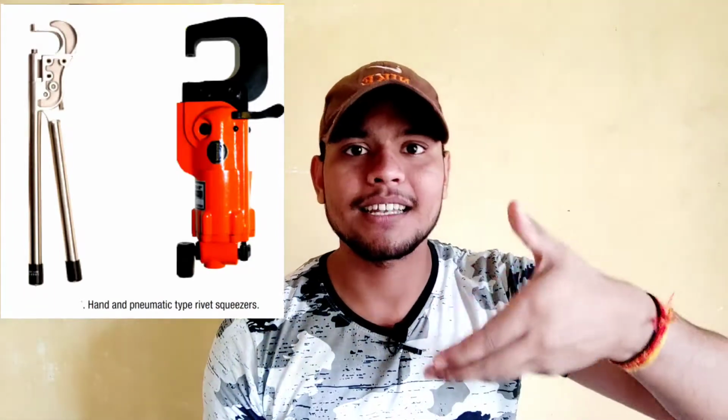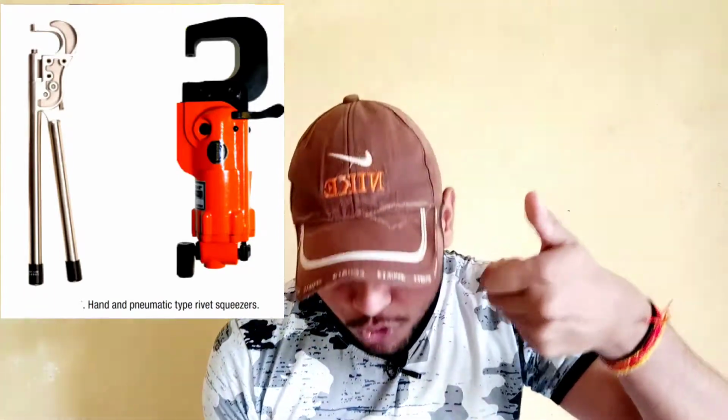Now the second pneumatic tool, the power tool for riveting, is the rivet squeezer. See, rivet squeezers are not generally used. They are very limited in use. They can be used for edge riveting, and this is very common. It is like a rivet gun, very simple, and you have to squeeze it.